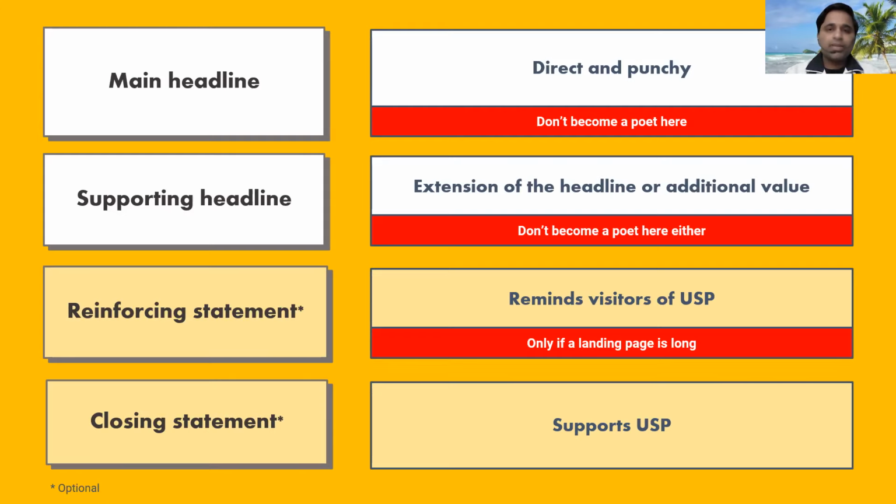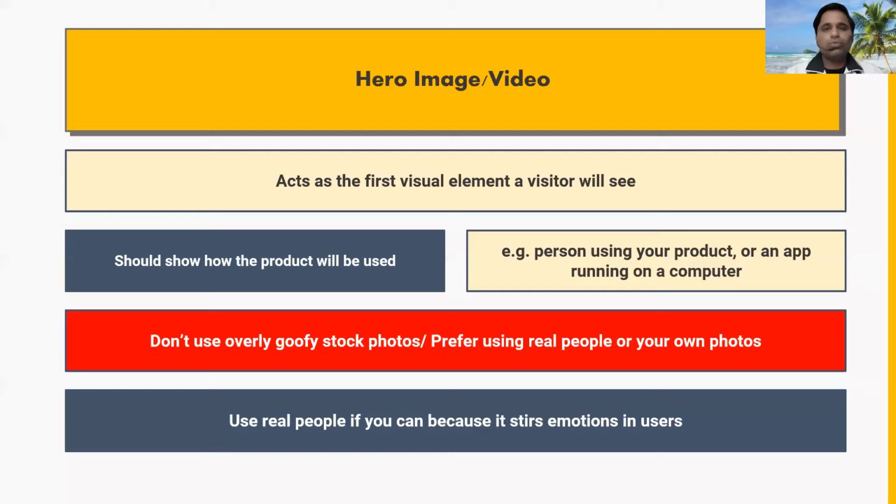Now, the supporting headline may extend the value that you have already provided in the headline, but don't become a poet here either. The main point that I want to communicate here is that your headline should be clear. The user should be able to judge at a single glance what your product or your lead magnet is. Then you can add or not add reinforcing or closing statements. That is up to you.